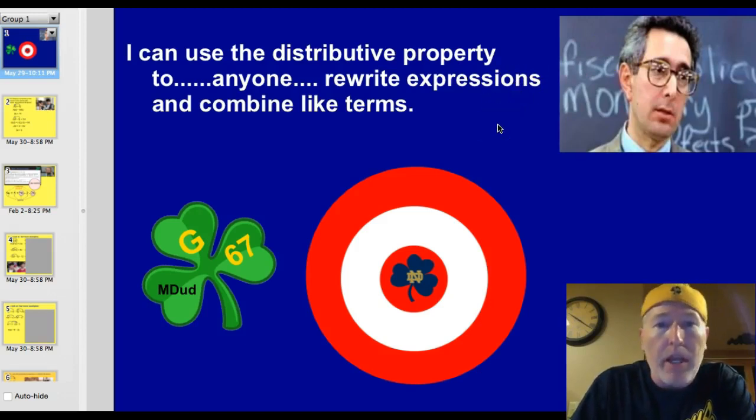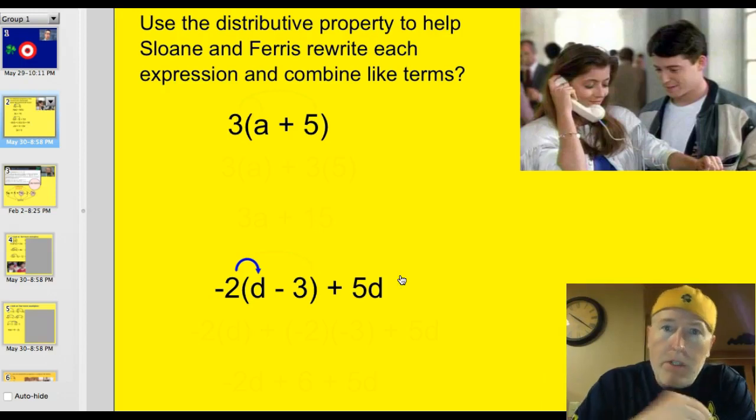All right, tonight our targets officially are, I can use the distributive property to rewrite expressions, and combine like terms. Let's do this thing. Use the distributive property to help Sloan and Ferris rewrite each expression and combine the like terms.